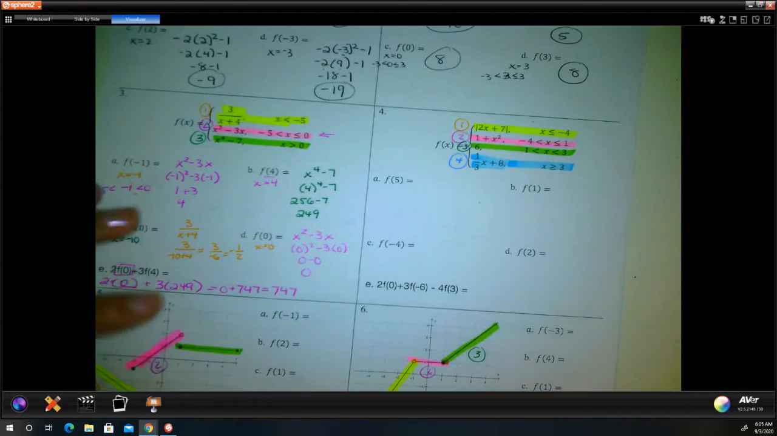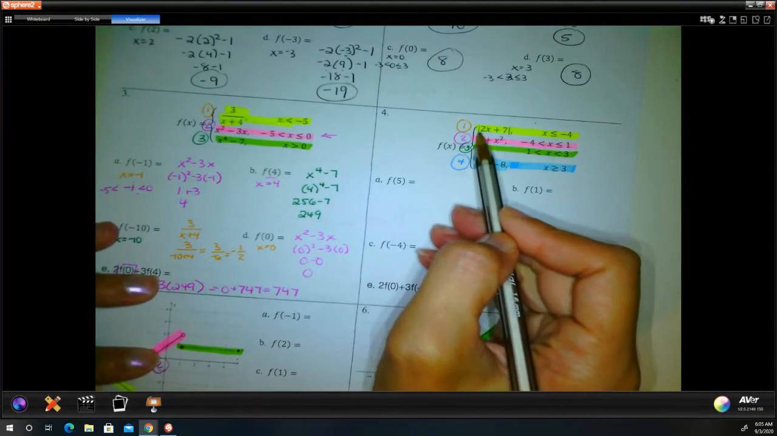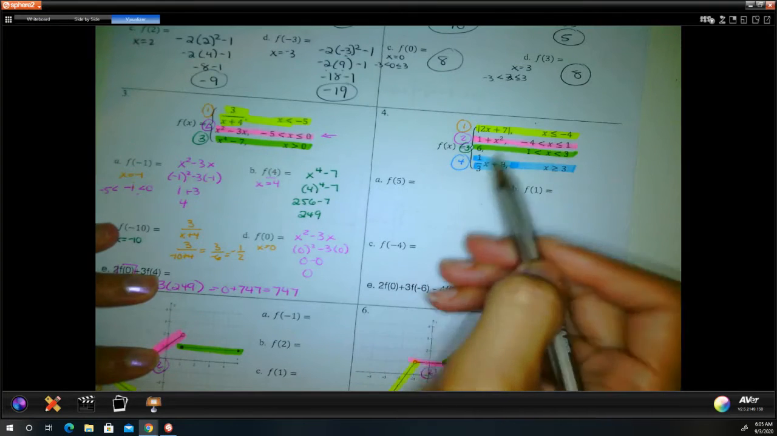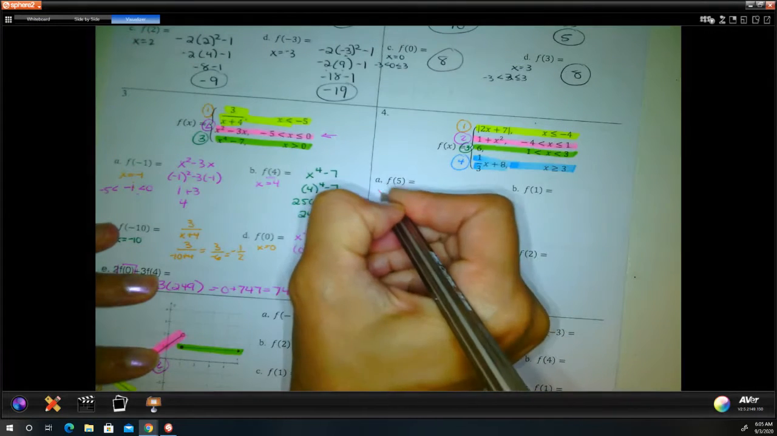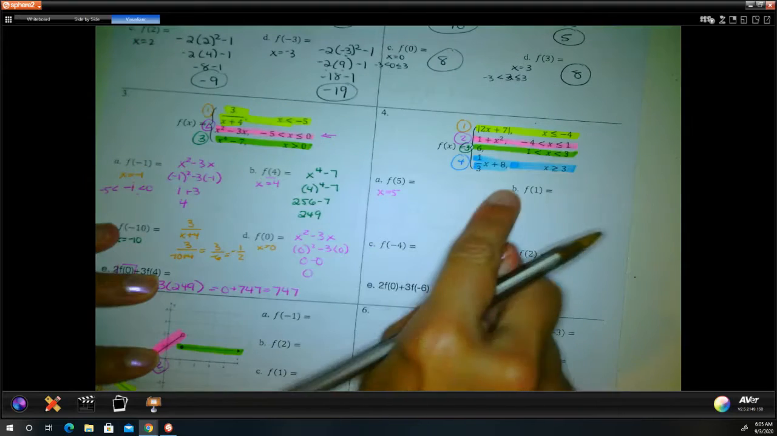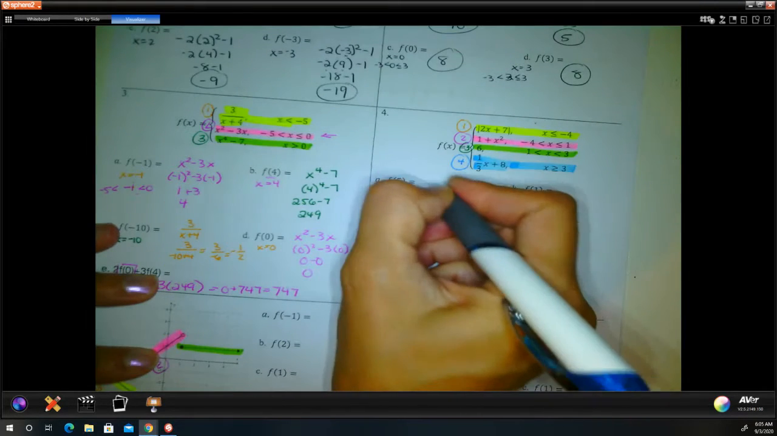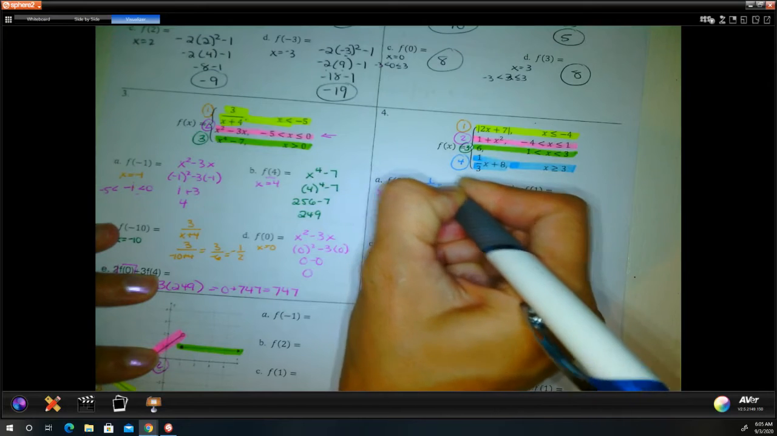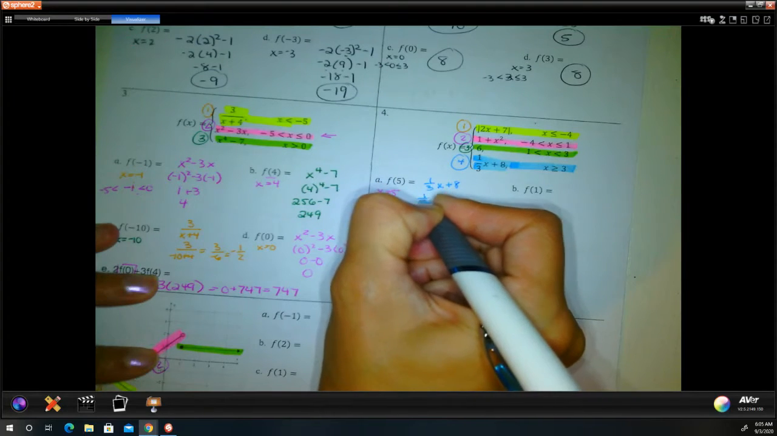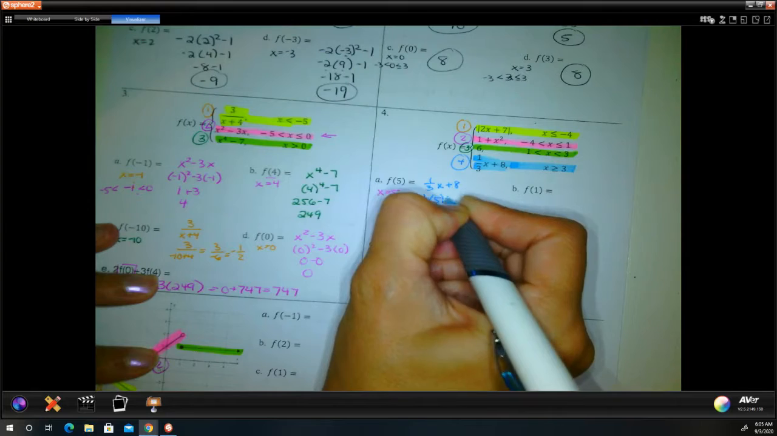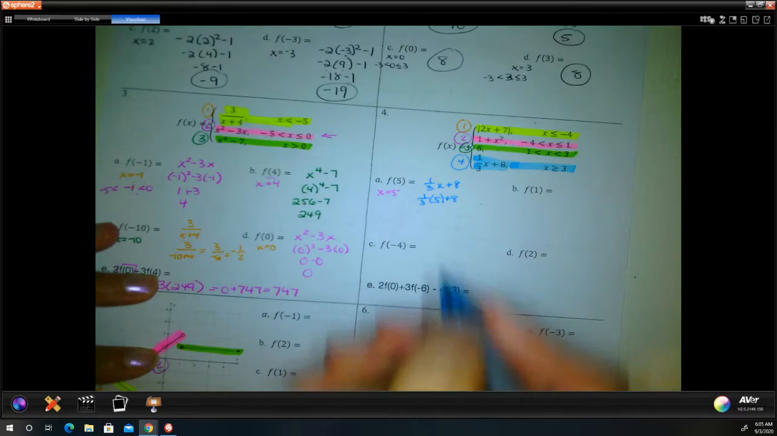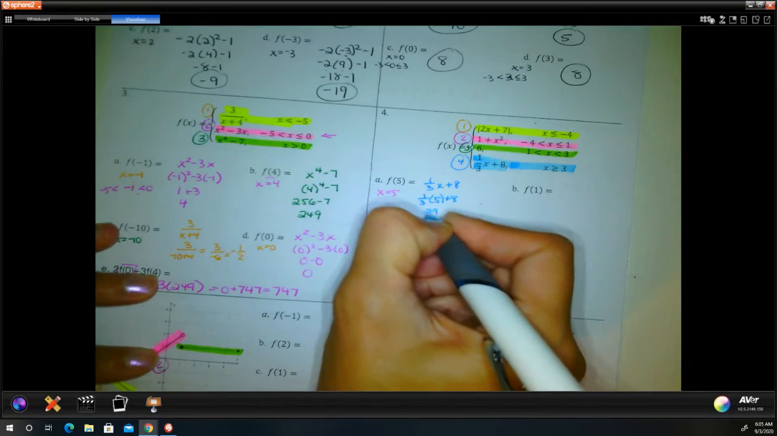Okay, let's go to number 4. So number 4 says x is 5. This one has 4 pieces. So if I have x equals 5, 5 is greater than or equal to 3. So I'm going to plug this into 1/3 x plus 8. So I'd have 1/3 times 5 plus 8. So that actually gives you 29/3.